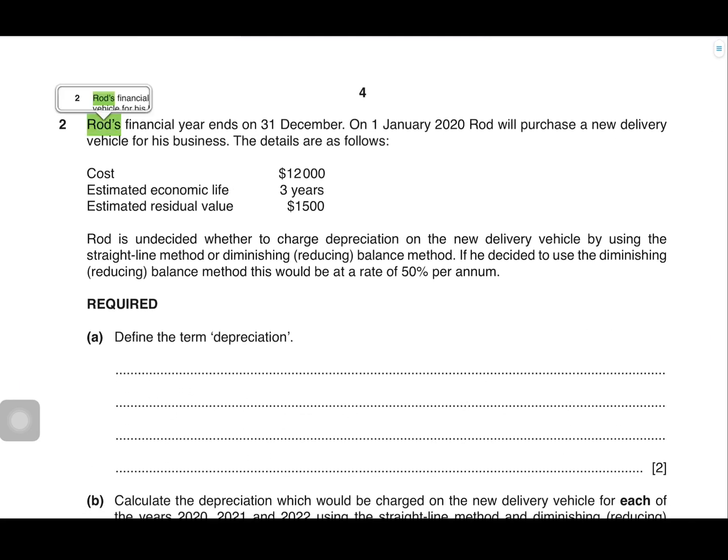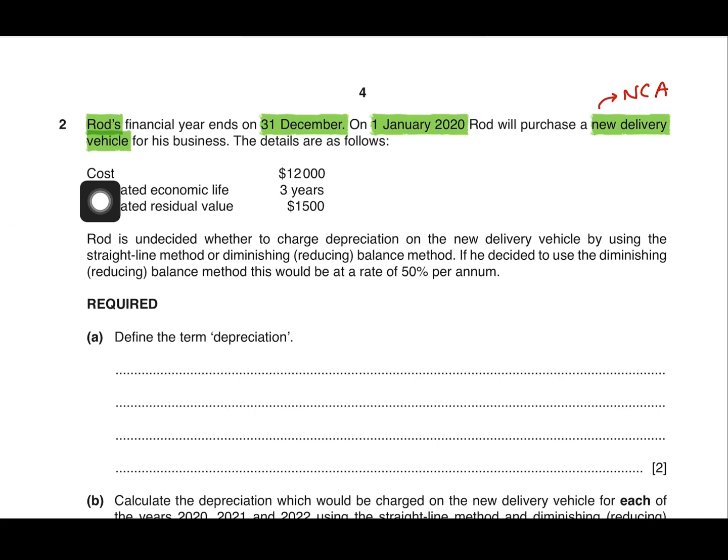The question says Rod's financial year ends on 31st December, very good, and on 1st of January 2020 Rod will purchase a new delivery vehicle for his business, right? So this is a purchase of a non-current asset. The details are as follows: the cost of the new delivery vehicle is $12,000. The estimated economic life is 3 years and the residual value is $1,500, right? So very important information: cost, life and residual value.